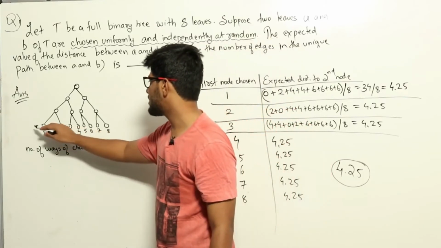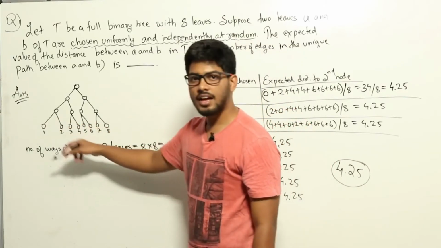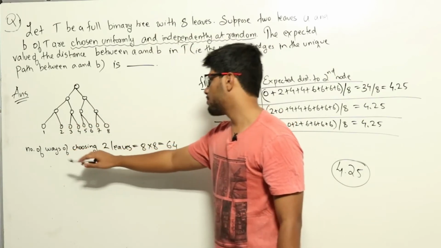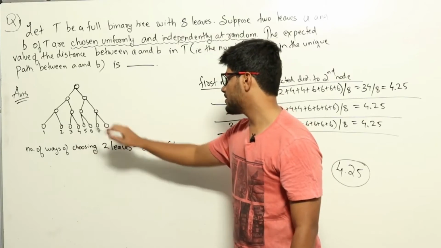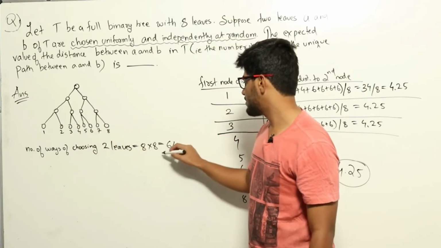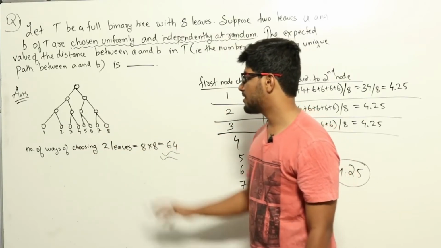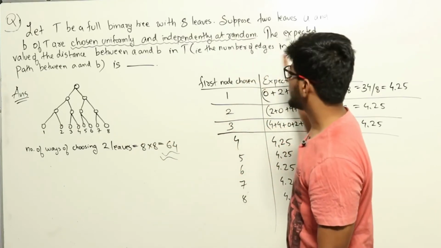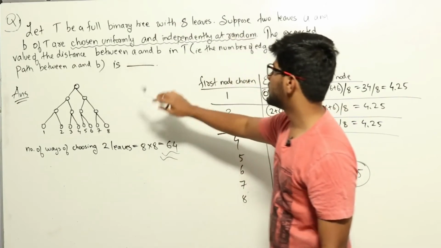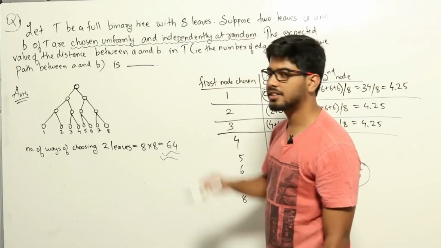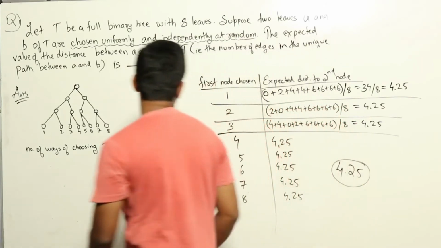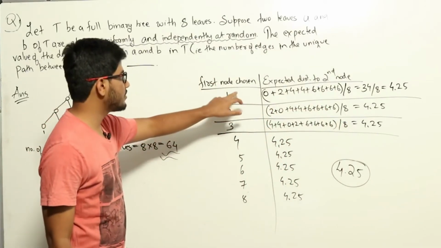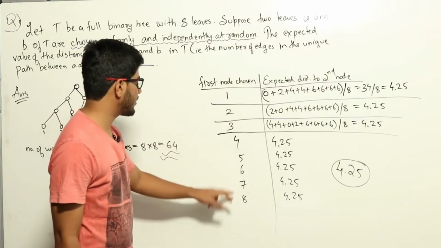So in the first try I can choose one of these 8 leaves, and in the second try also I can choose one among these 8 leaves. So the total number of ways of choosing two leaves is 8 into 8, that is 64 ways, and the two leaves could be the same as well. Now they are asking for the expected value of the distance between the two leaf nodes A and B in T. So let us draw a table here. On the left-hand side I have given the first node chosen as 1, 2, 3, 4, 5, 6, 7, 8.